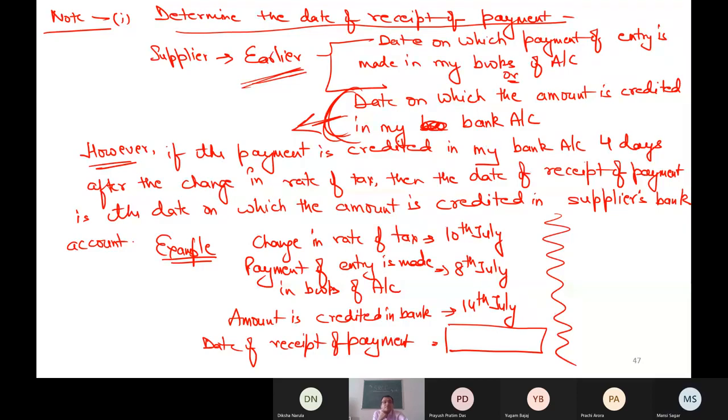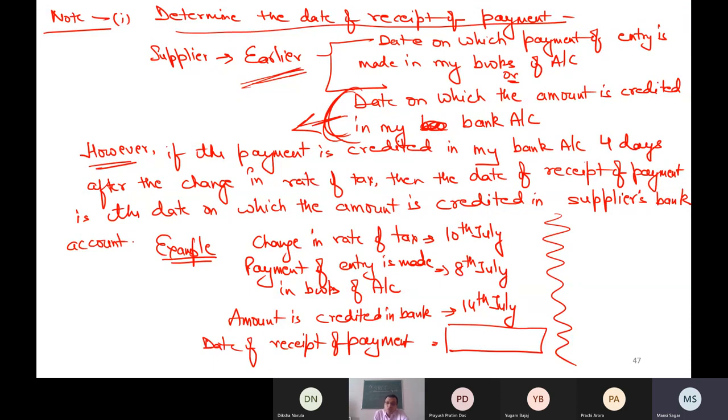July 14. Why? Sir, 4 days after the change of rate. No, but it is not 4 days after the change. How can you say it is 4 days after? Sir, 10 July was a change in rate of tax, so.